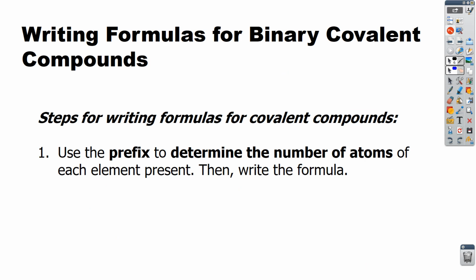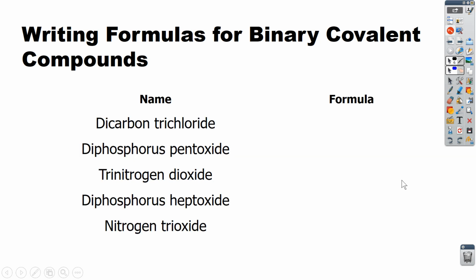Steps for writing formulas for covalent compounds. We are first going to use the prefix to determine the number of atoms of each element present. Then we're going to write the formula. Dicarbon trichloride. That tells me that I have 2 carbons for every 3 chlorides or chlorines, C2Cl3. Diphosphorus pentoxide. I have 2 phosphorus atoms for every 5 oxides or 5 oxygen atoms, P2O5.